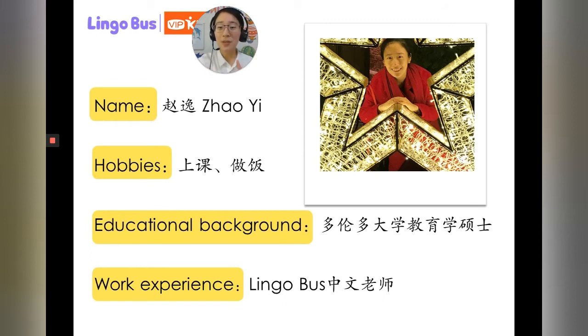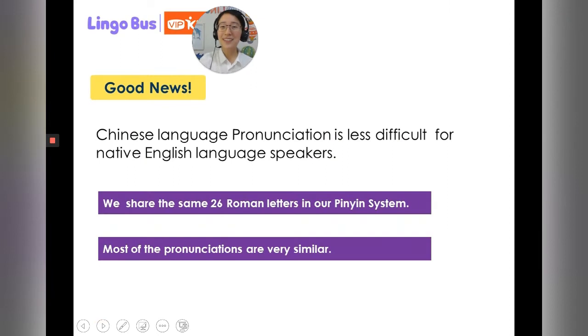No worries at all. I'm going to tell you some good news. Actually, Chinese pronunciation is less difficult for native English speakers. Why? Because we share the same 26 Roman letters in our Pinyin system, which is the phonetic system of the Chinese language. Also, most of the pronunciations are very similar. That means if you can speak English, you already know how to sound out some of the sounds in Chinese. Isn't that great?